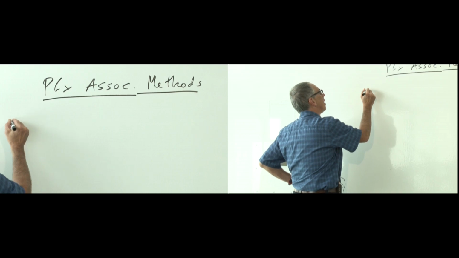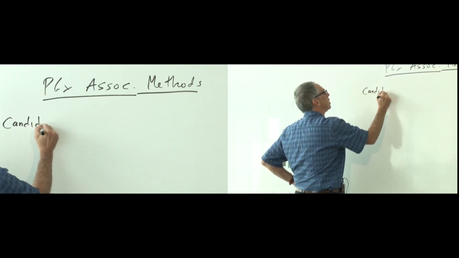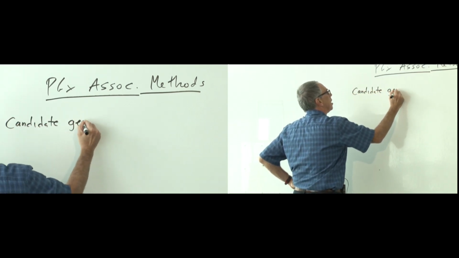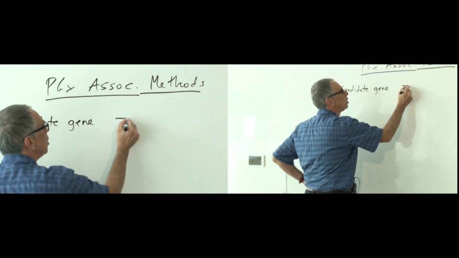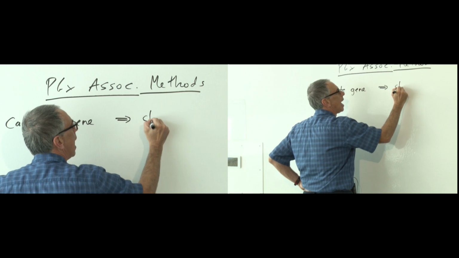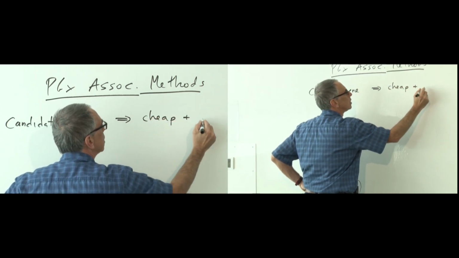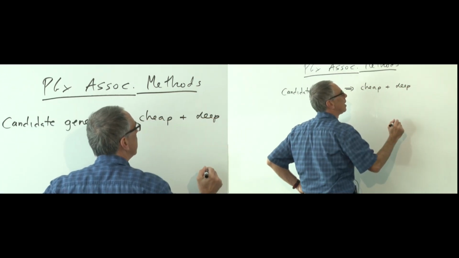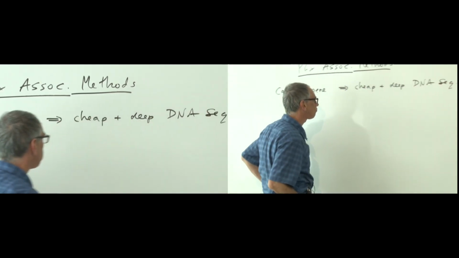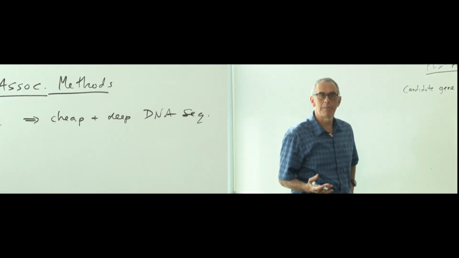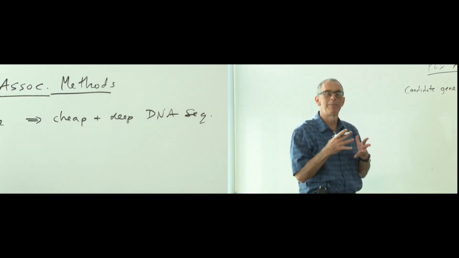Another method I want to talk about is candidate gene approaches. These are making a comeback because of our ability to do cheap and deep DNA sequencing. So in candidate gene approaches, you actually do a little bit of thinking.